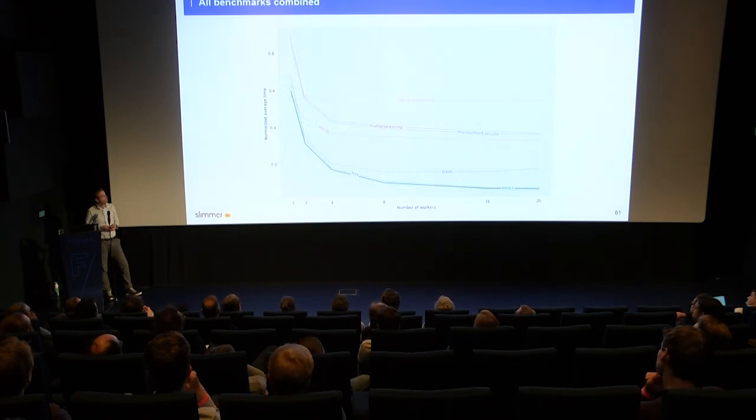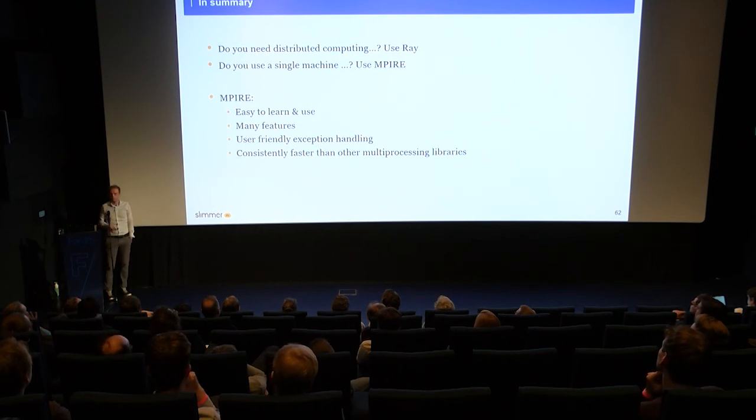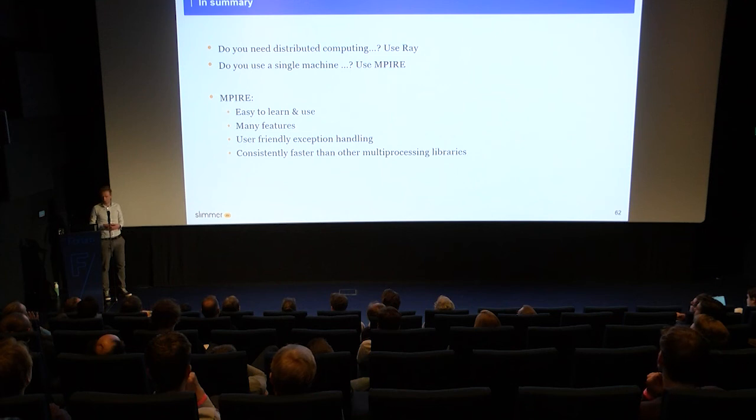All right, so if we combine all the benchmarks, so we normalize them and we add them together, then Ray and MPIRE clearly are the fastest overall. So in summary, if you definitely need distributed computing, then go for Ray. I would say it's a fantastic library. It's pretty fast. However, if you want to share an object, you do need to make copies for each worker, which might be a huge downside.